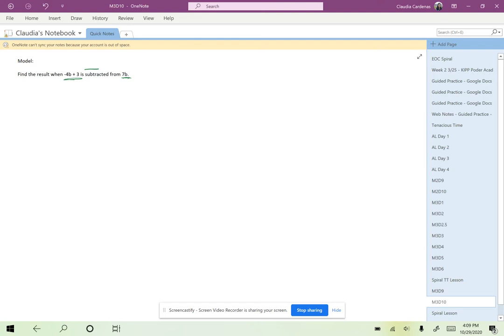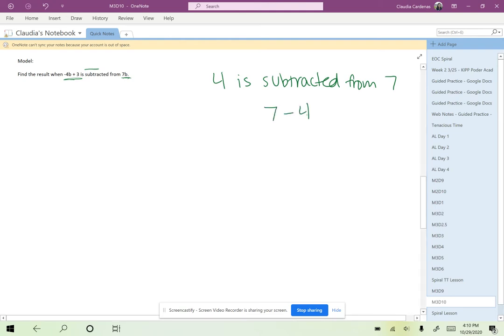So let's read this again with whole numbers instead, just to think more critically about it. So find the result when 4 is subtracted from 7. So if I write 4 is subtracted from 7, how do we represent that in a math statement? Well, I know that 4 is being taken away from 7, so I would write it as 7 minus 4.